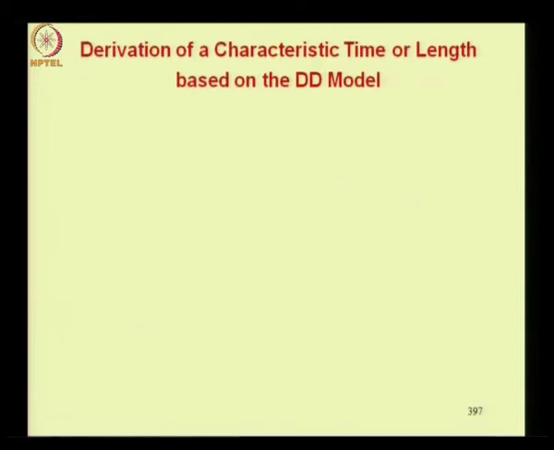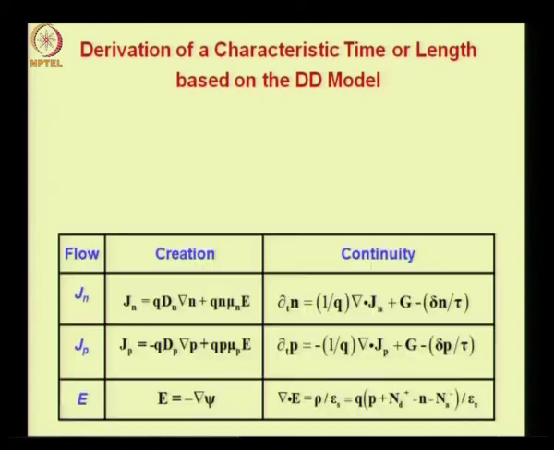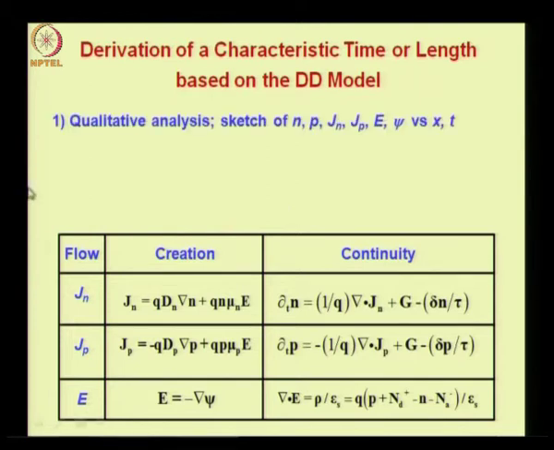Now, derivation of a characteristic time or length based on the drift diffusion model: we set out certain steps in which the characteristic times and lengths are derived. These are derived based on the 6 equations, and therefore, there are 6 quantities here. The first step is a qualitative analysis and sketch of the 6 quantities involved in these equations, namely electron concentration, hole concentration, electron current density, hole current density, electric field and potential as a function of x and t.